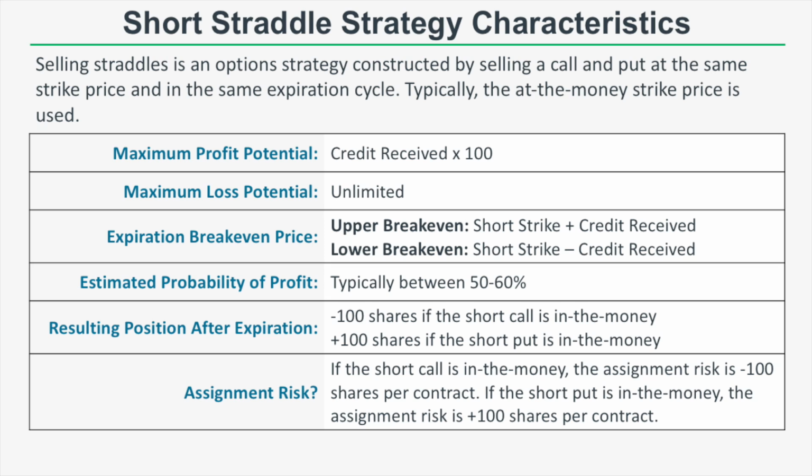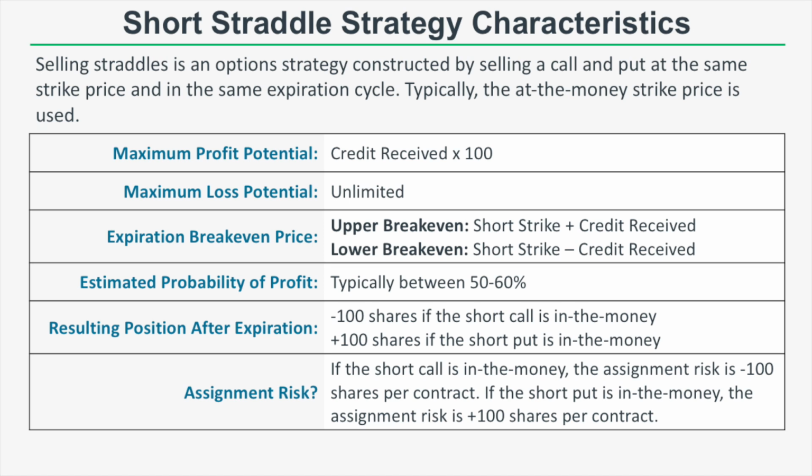price. So the maximum profit potential of the short straddle strategy is the credit received times 100, and that is only realized if the stock price is right at the straddle strike at expiration. So that's a very low probability event of realizing the maximum profit potential, but since you're collecting such a large credit for selling a straddle, you can still make a very, very healthy profit if the stock price is anywhere near that short strike at expiration.